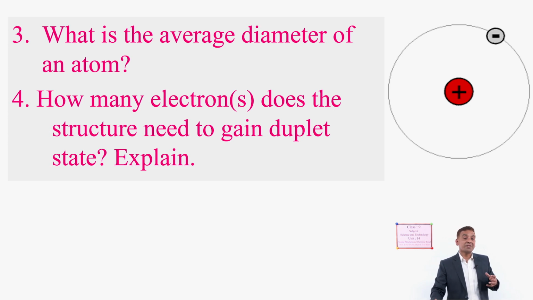You have seen the first one, that is 10 to the power minus 10 meter, is the approximate diameter of an atom. So this is the correct answer.